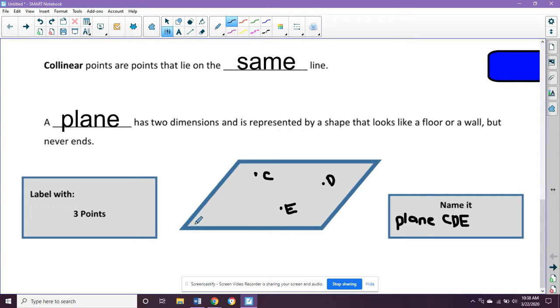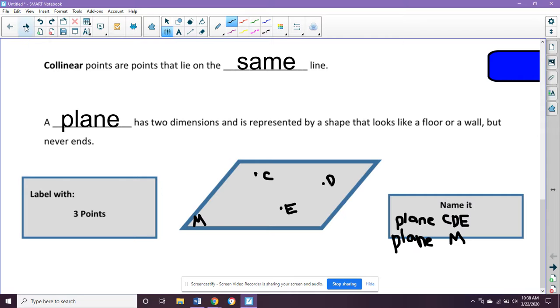Or we can name the plane itself off to the corner as a capital letter. Here, we can just say this is plane, the whole thing, M. So plane M.